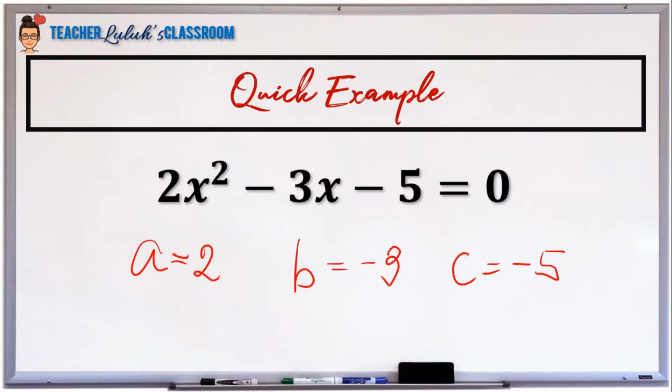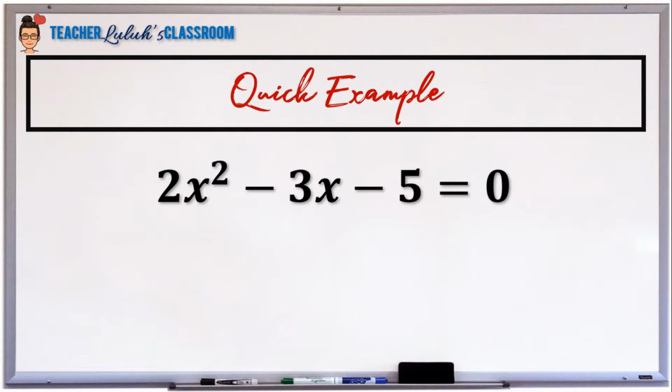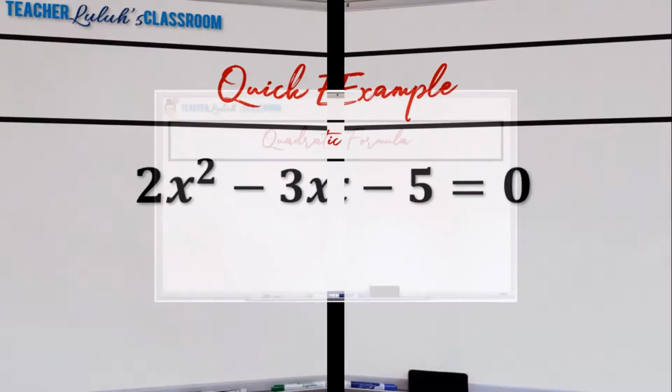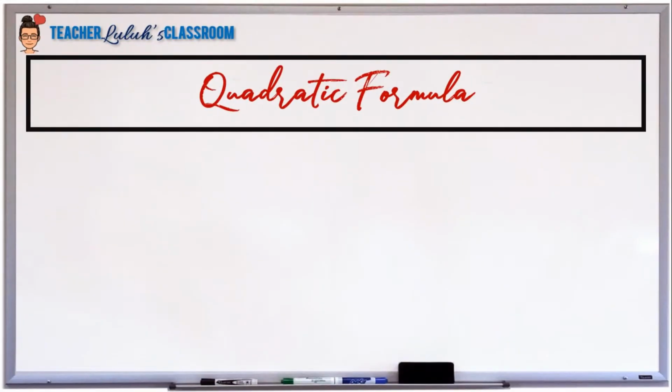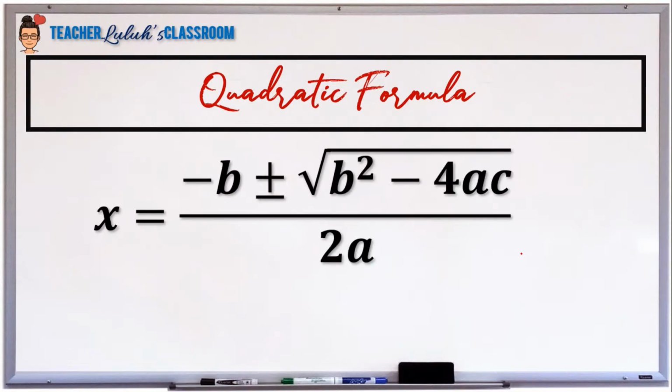So what are the things that we could derive from the coefficients? First, we have the quadratic formula. So we use this quadratic formula in solving for the roots of the quadratic equation. So that is x is equal to negative b plus minus the square root of the quantity b squared minus 4ac all over 2a. So we use this again for solving the value of x, or the roots.